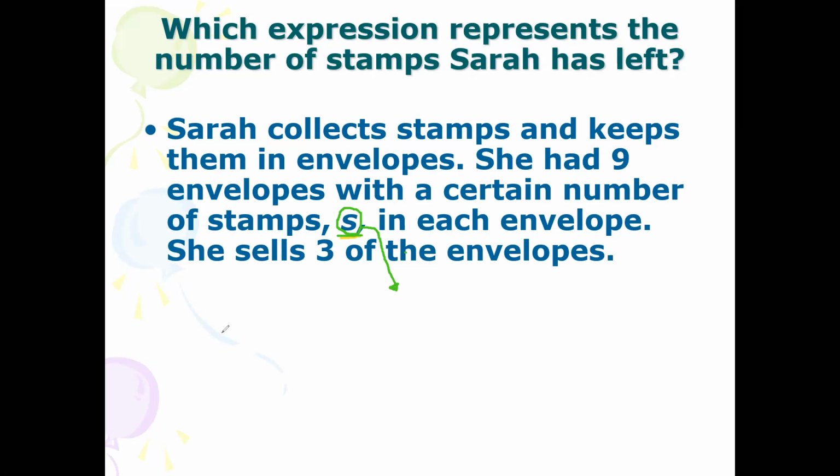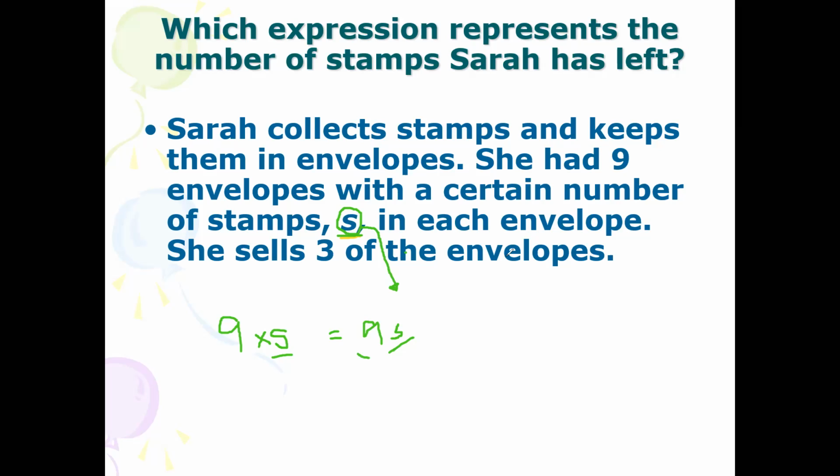So initially she had 9 envelopes and each envelope has S number of stamps. To calculate the number of stamps in 9 envelopes, we have to multiply 9 with S. For example, if each envelope had 2 stamps, 9 would be multiplied by 2. This can be written as simply 9S. S in this case is a variable and 9 is a coefficient.